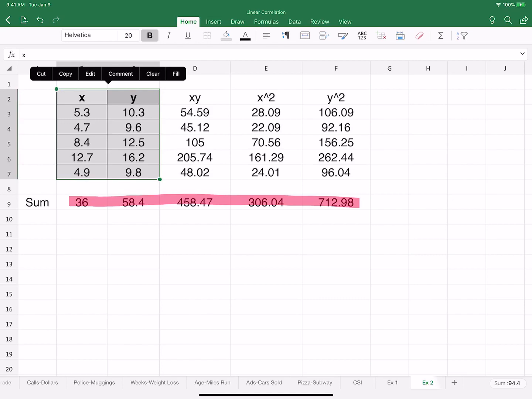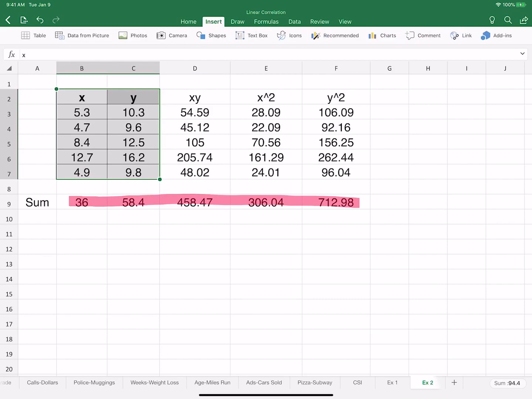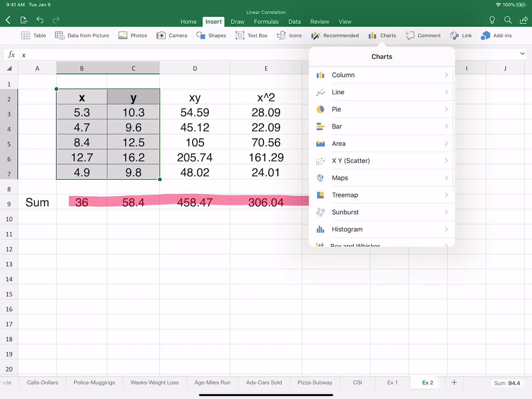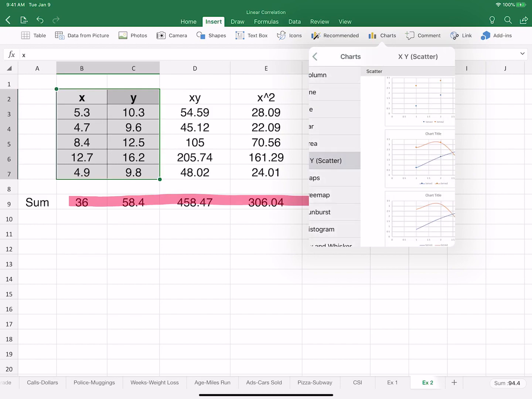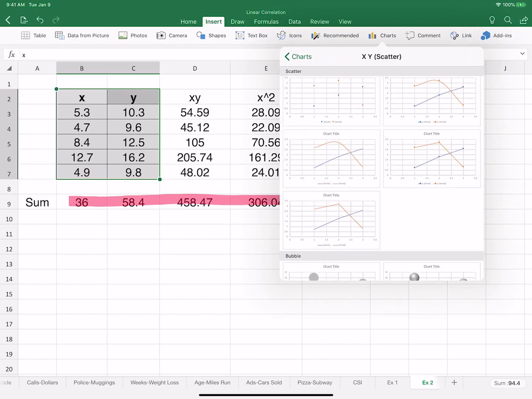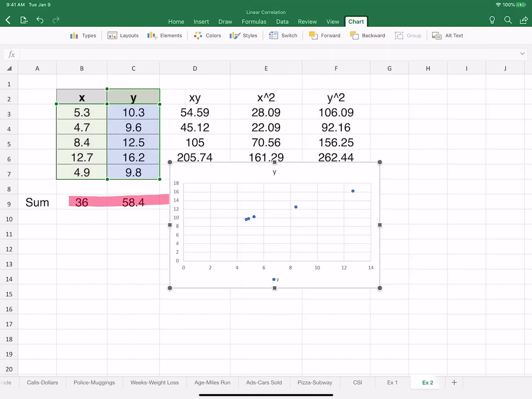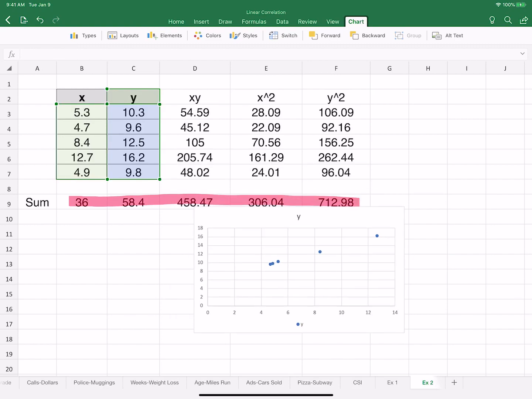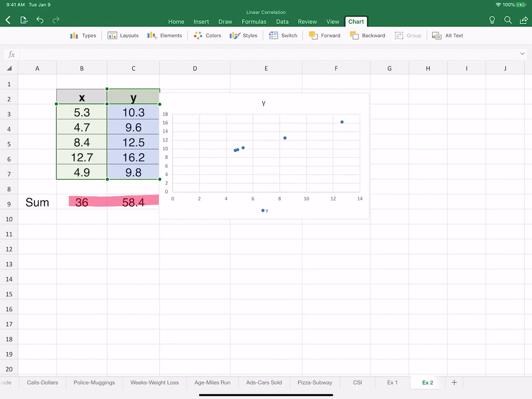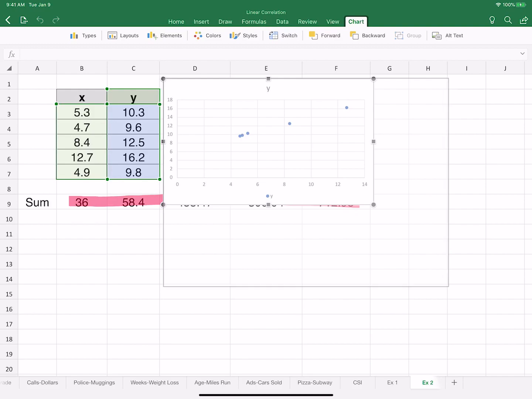So we should have scattered this data before we went through all these values, because what if our data was so random it doesn't even look like it lines up in a line? So let's insert a chart. Scatter. There's our scatter plot. So let's actually put it up here just to look at it for now.